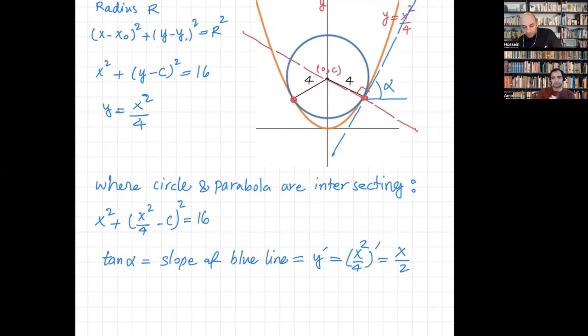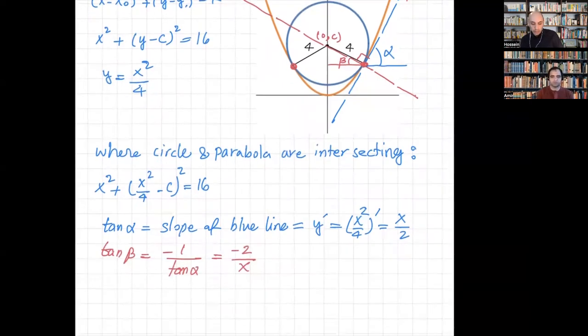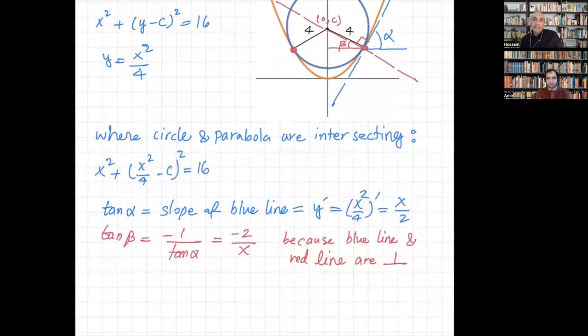In other words, if I call this angle beta, the angle of the red line, then tangent of beta is -1 over tangent of alpha, because these 2 lines are perpendicular. And from there, I can say tangent of beta is -2 divided by x. Correct. This is because the blue line and the red line are perpendicular.